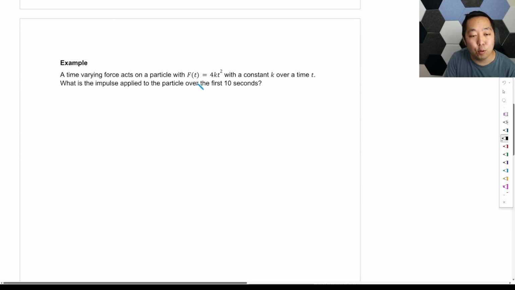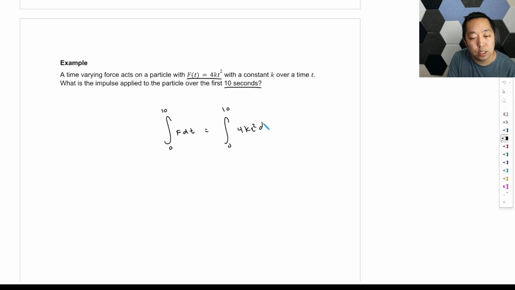So we have a time-varying force right here. This is one-dimensional. It's a force with a constant k over time. What is the impulse applied over the first 10 seconds? So we're just going to integrate F dt, integrating over time from 0 to 10 seconds. So it's the integral from 0 to 10 of 4kt squared dt.